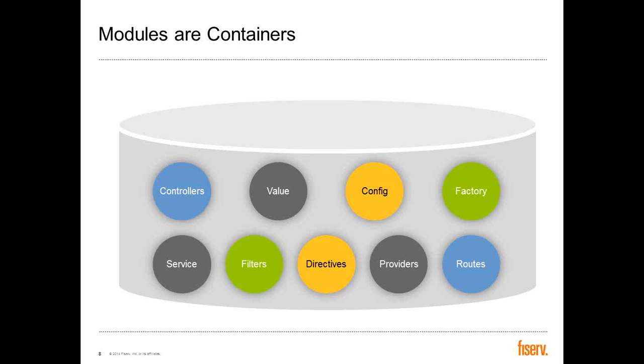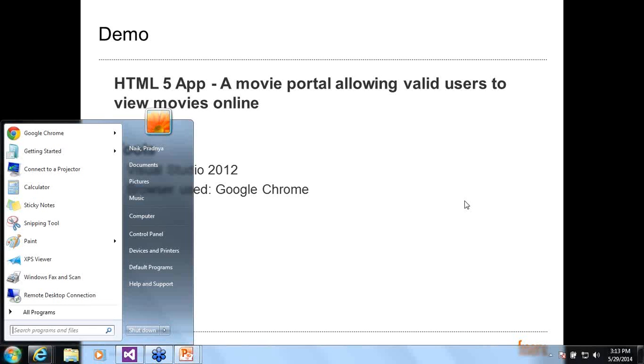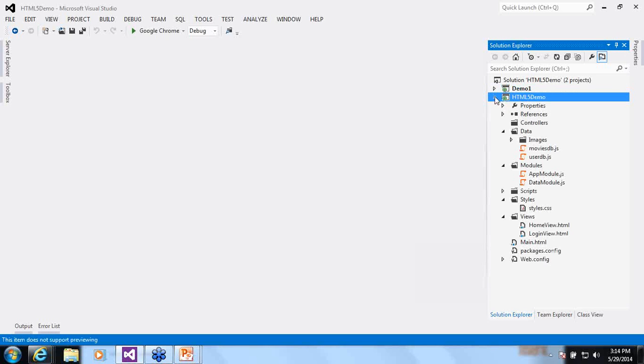Further on, from there onwards, the scope manages all the changes that take place between the model and the view and vice versa, and they communicate. So now, let us see a simple demo. It is an HTML5 application, and it is a movie portal allowing valid users to view movies online. So I would be using Visual Studio 2012 to create the demo. Okay, I have the demo running, and it is an empty ASP.NET web application.